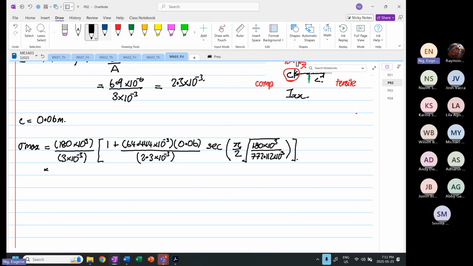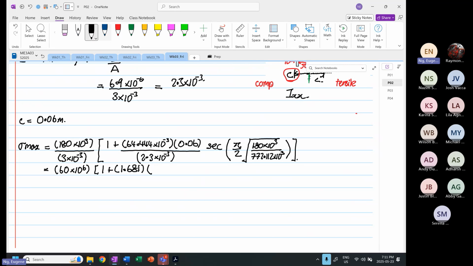So this is equal to 60 times 10 to the power 6, right? And then we have 1 plus 64.4444 times 10 to the power minus 3 times 0.06 over 2.3 times 10 to the power minus 3. So it is equal to 1.681. So I'm having a square bracket. Let me compute everything, then I'll show you the grading scheme in the end. That's how it works, okay?